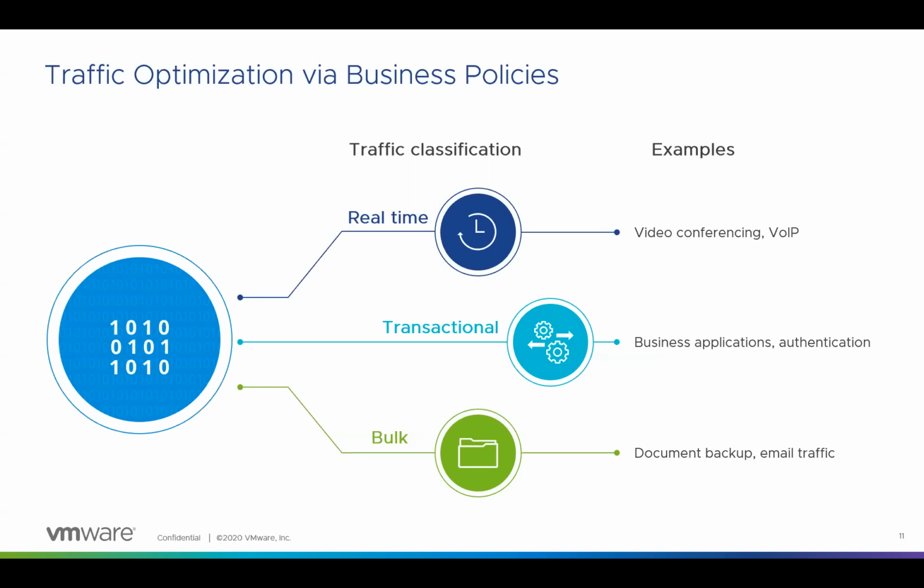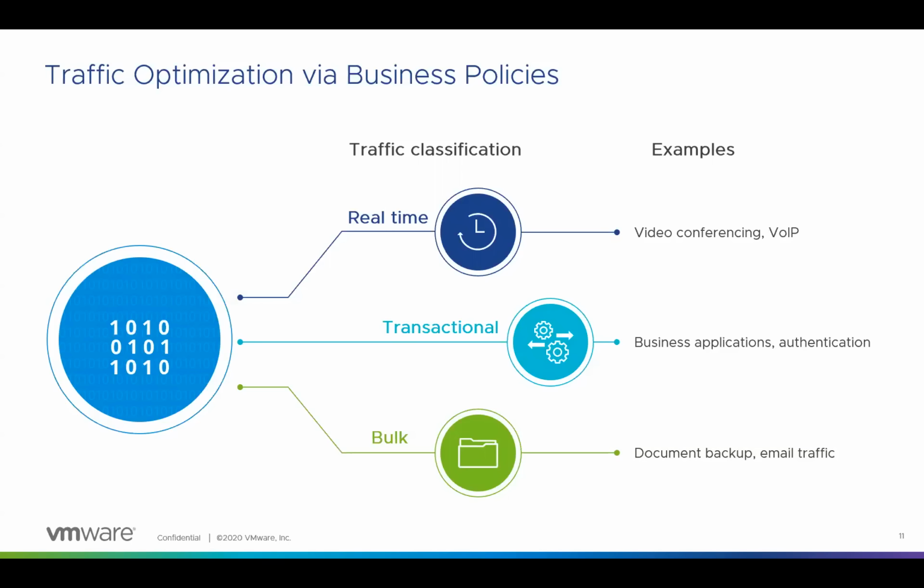VeloCloud is constantly analyzing and categorizing all the traffic. Some of the categorizations we have here are real-time, transactional, and both. There are a couple of examples of each of them, such as video conferencing, business applications, and document and backup. VeloCloud does have thousands of applications classified, and they're constantly adding to this list. So we set up business policies in QoS for specific traffic flows, and we can also standardize this across all of our edges.